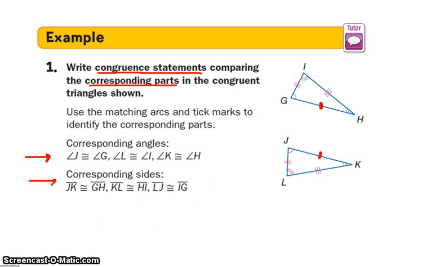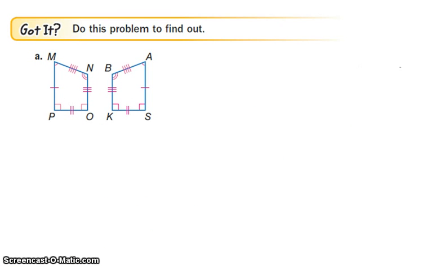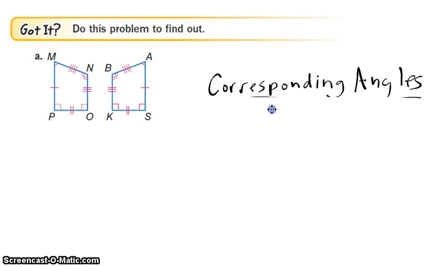So why don't you right now pause the video, and why don't you try the got it problems. They want you to write 2 congruent statements, 1 for corresponding sides, 1 for corresponding angles. All right, let's see how you did. Let's start with corresponding angles first. Let's check your angle measures here. Okay, well, if we look to see what matches up, we know that A and M match up because they've got 1 tick mark. We know angle N and angle B match up because they've got 2 in their angles.